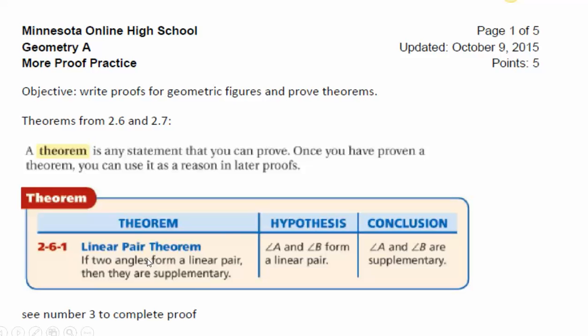So the first one is the linear pair theorem. That just says that if you have two angles that form a linear pair, like these two, angle 1 and 2, or angle A and B, to match what this says, then they also are supplementary, which would mean that they add up to 180 degrees. We're going to do number 3 today, which will prove that theorem.